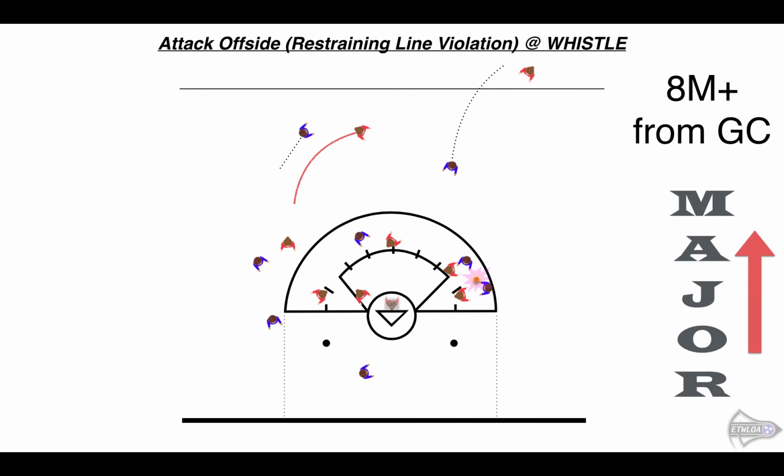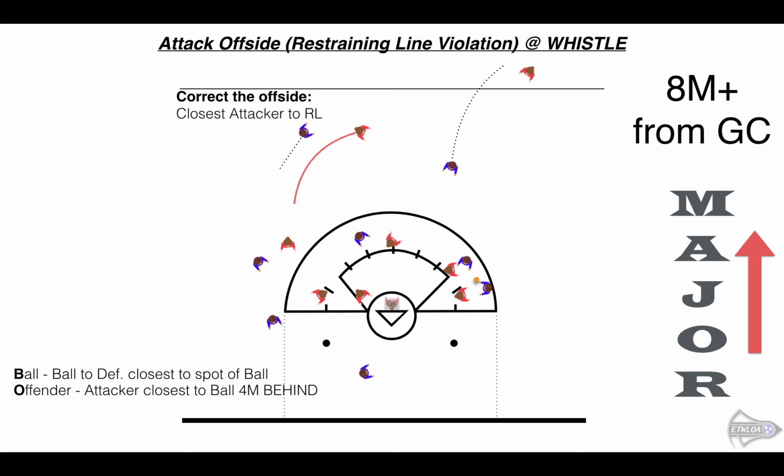It's a major foul. We'll go ahead and pick the attacker closest to the restraining line and place them back above the restraining line to correct the offsides. The ball will be given to the defender closest to the spot of the ball, at the spot of the ball.